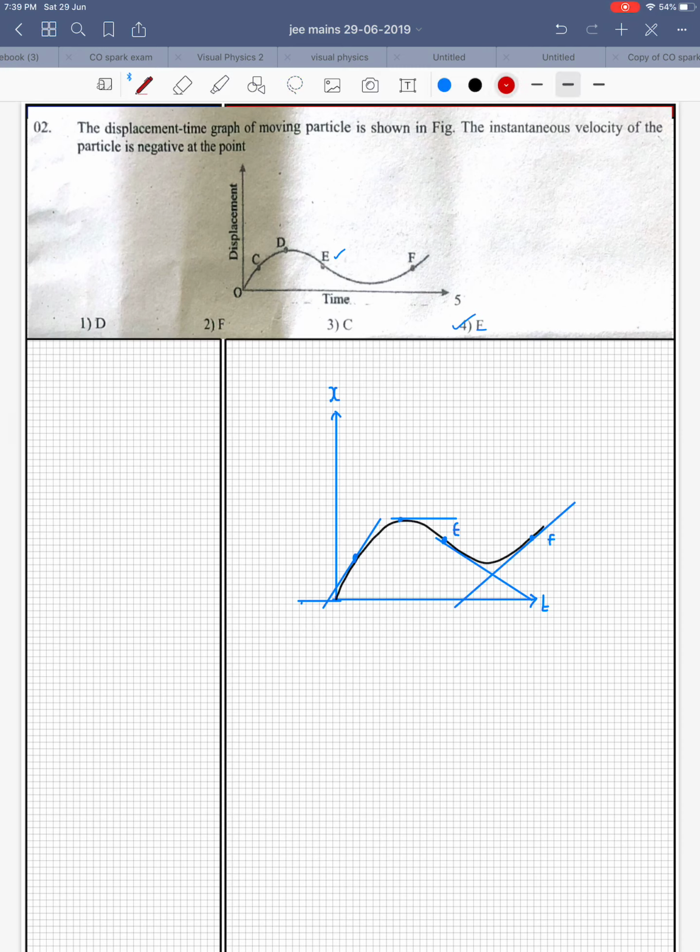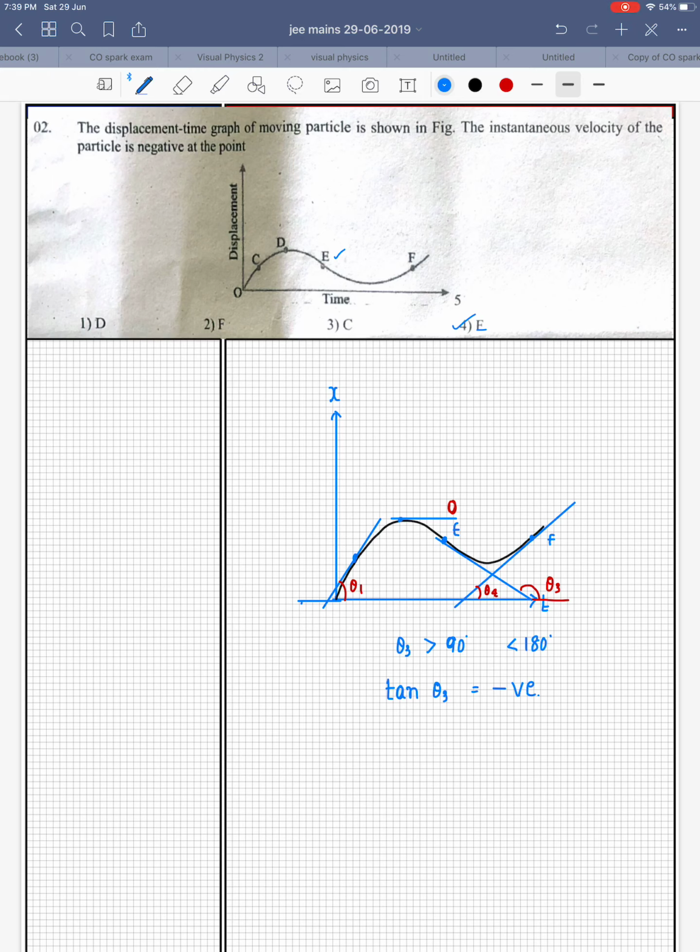So what are the angles made by this tangent? This is the angle theta 1. Here its angle made is 0. Here the angle made is maybe theta 3. This is theta 4. So we can understand intuitively that theta 3 is clearly greater than 90 degrees and of course less than 180 degrees. So that means tan theta 3 lies in second quadrant and in second quadrant tan theta equals to negative.